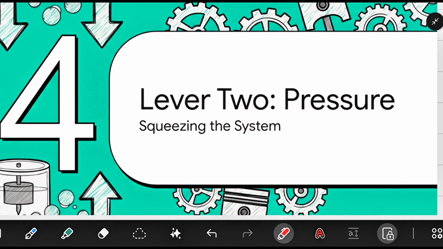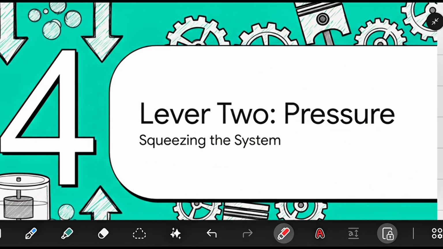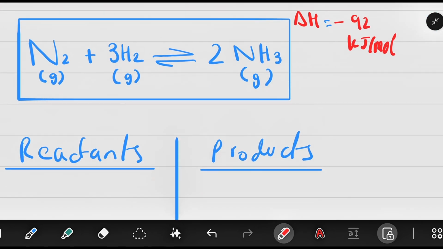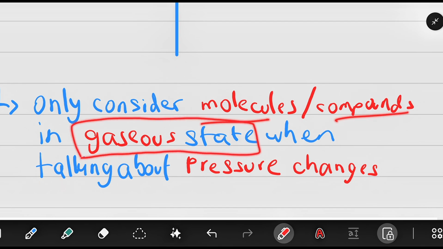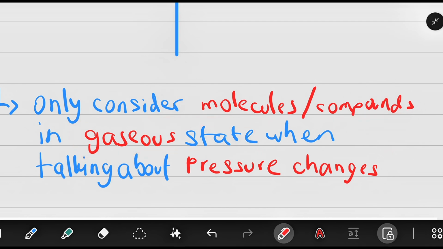Now moving on to our second factor, which is pressure changes. We can also apply this concept to the pressure of our system, right? There's a small concept that we need to remember: whenever we're talking about pressure, we will only consider the molecules or compounds which are in the gaseous state, because solids and liquids are non-compressible, so we cannot consider them when we are talking about equilibrium and pressure, right? So when we're talking about pressure changes, we only consider the molecules and compounds in the gaseous state.